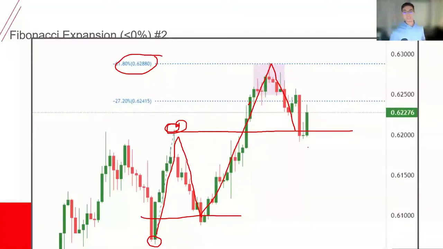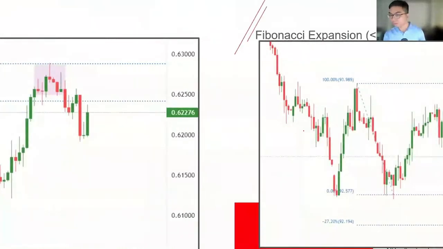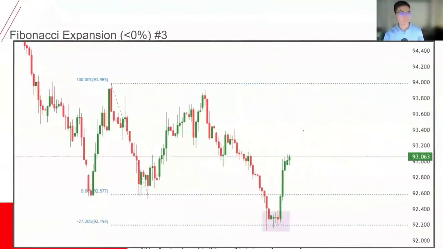So yeah, you can actually use the negative expansions, negative 61.8% and negative 27.2% as a potential take profit target. So once price steps into that level, you can look to actually close out your trade already. Just in case price reverses back down like in this scenario. So let us continue.